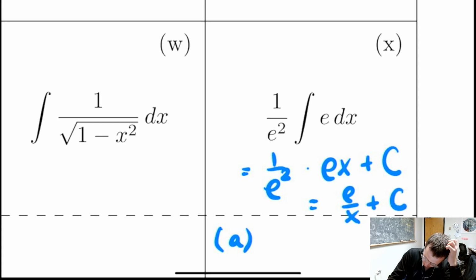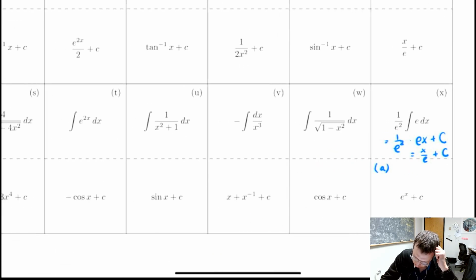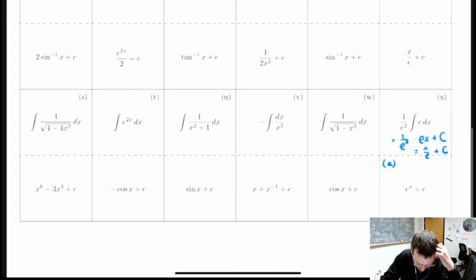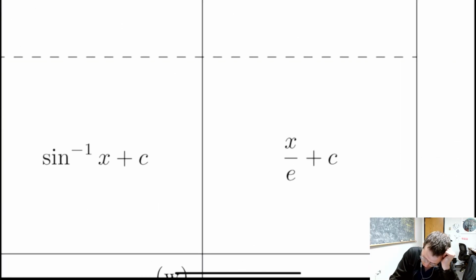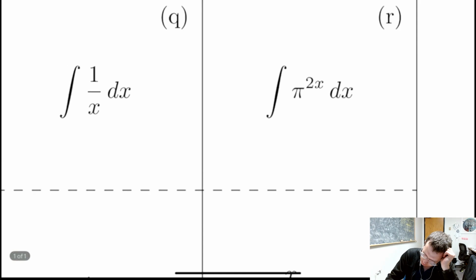Oop, I switched the e and the x. If I simplify this, I'm going to cancel out a pair of e's, and we'll be left with x over e plus c. There we go.